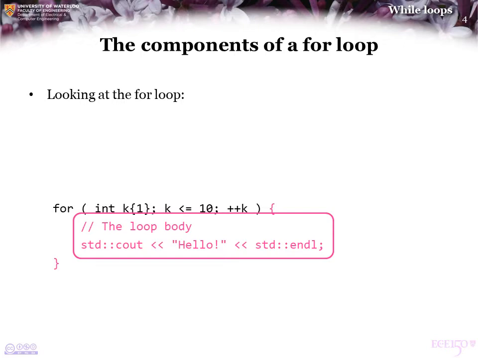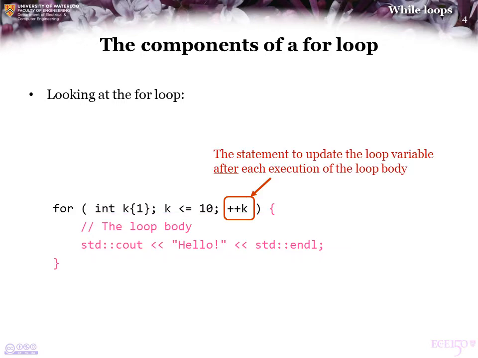Now, at this point, k is equal to 1, so therefore k will always be less than or equal to 10 unless we do something else. So this brings us to the third component of the for loop, and that is the update statement. The update statement is executed after each execution of the loop body. And in this case, the update statement is nothing more than increment the value of k.